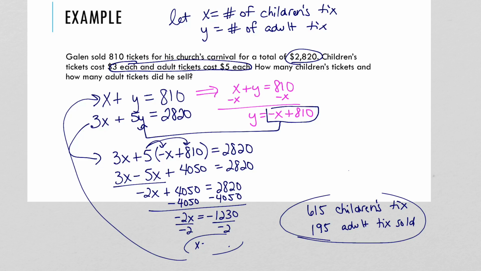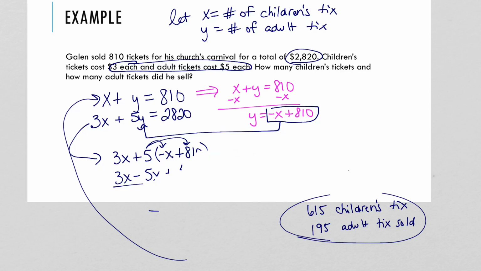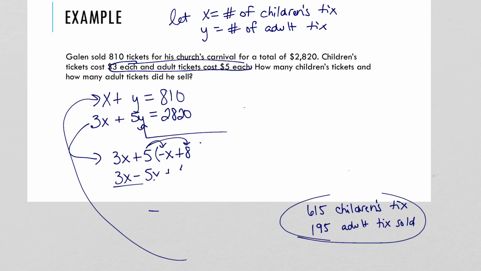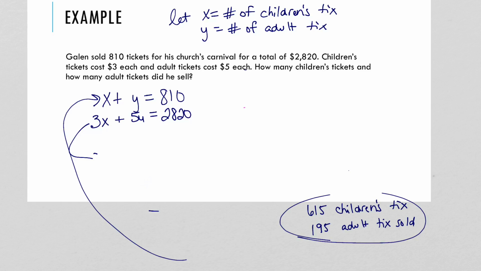I want you to remember how many there were. There were 615 children's and 195 adult tickets. And I'm going to show you another way to work this problem. Alright, and I like this way better. It's called the elimination method. And so what you want to do is you want to eliminate either X or Y.